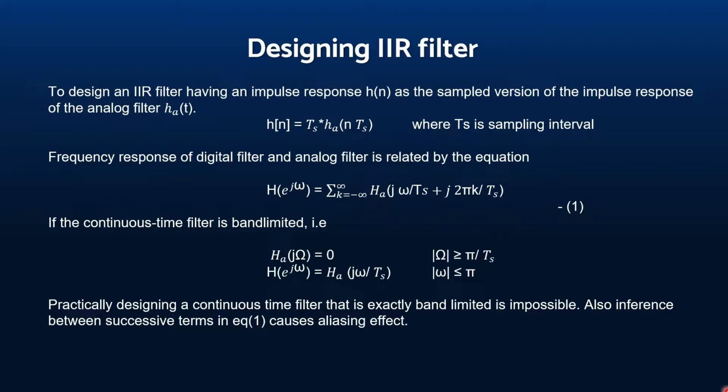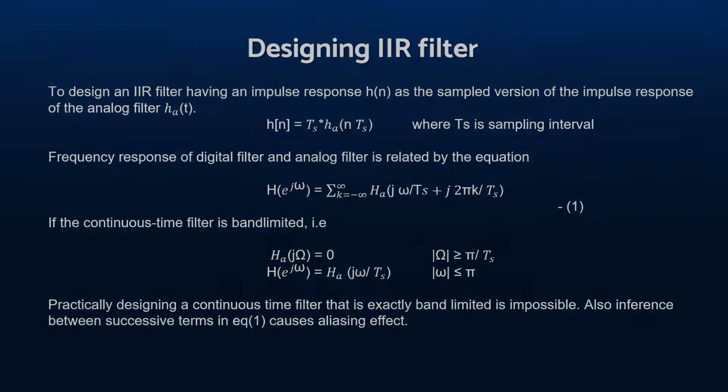In the later course of the video, we will be deriving the relation between small omega and capital omega, as ω = ΩTs, such that we can map the analog filter transfer function to the digital filter transfer function. Practically, designing a continuous time filter that is exactly band limited is impossible. Also, interference between successive terms in the above equation causes the aliasing effect.